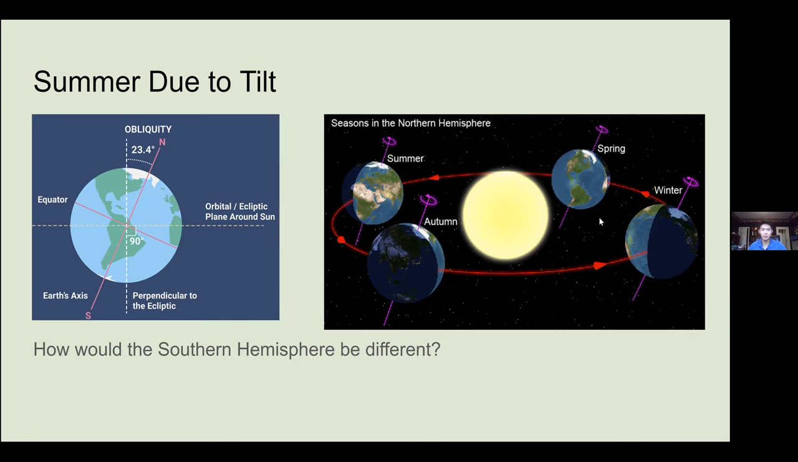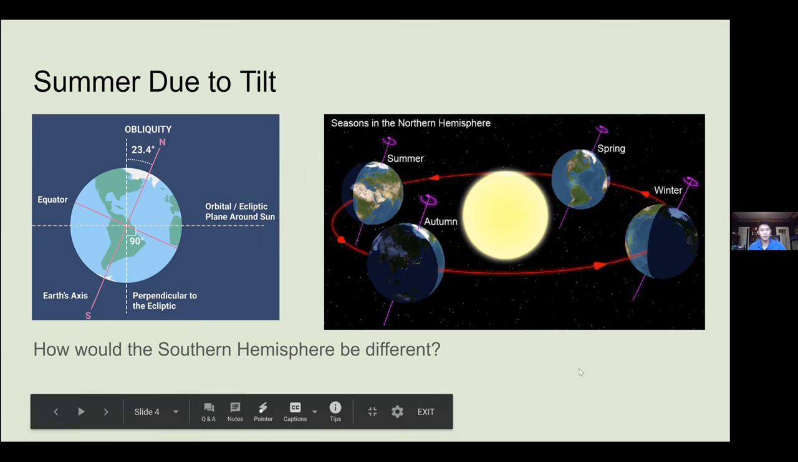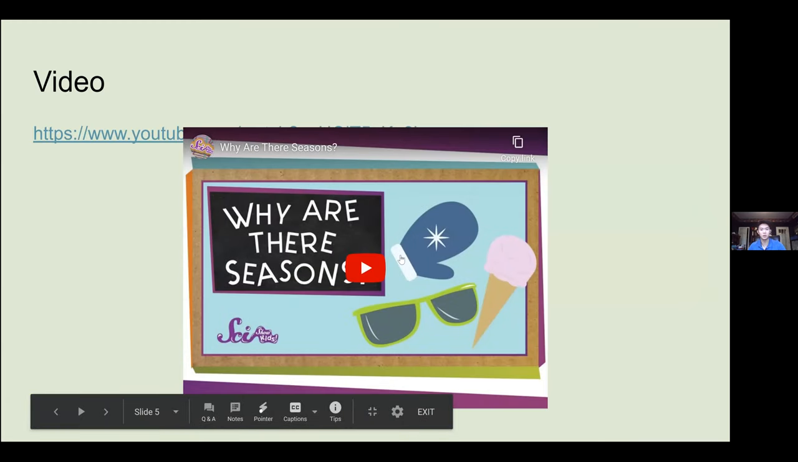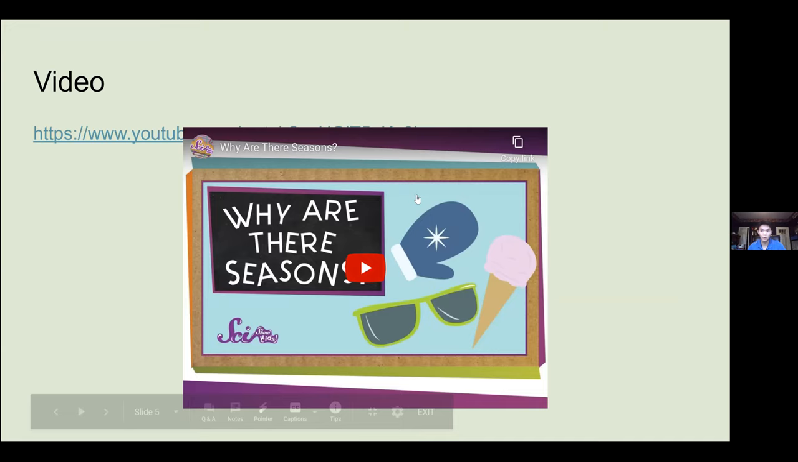If you look at the top of the Earth, the northern hemisphere, and the bottom of the Earth, the southern hemisphere, when it's tilted, the northern hemisphere is facing toward the sun and the southern hemisphere is facing away from the sun. This means that when the northern hemisphere has summer, the southern hemisphere has the opposite, because it's tilted away from the sun. To demonstrate this a little more, we're going to watch a quick video. Let me make sure I'm sharing computer sound.